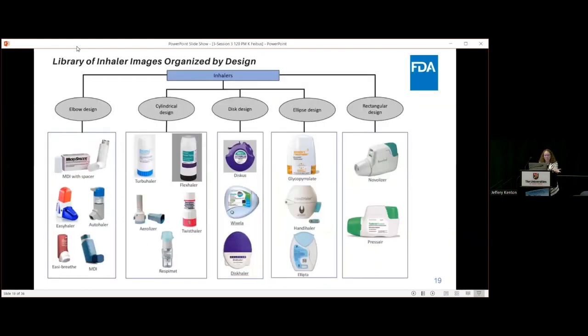We can do it by shape. We have elbow designs and cylindrical designs and disc designs, et cetera. And so they were really sort of mentally exploring what makes products similar and what makes them different.